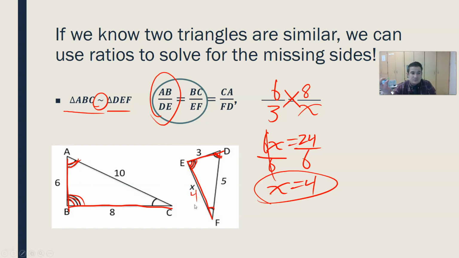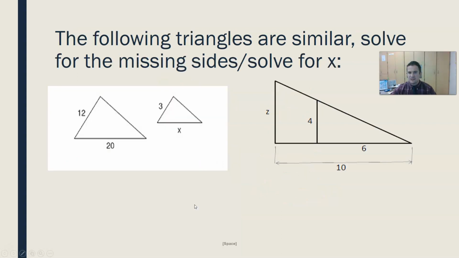And that's it. That's the end of my problem. I found that the missing side is 4. Let's show some other examples. It says the following triangles are similar. Solve for the missing sides, solve for x.